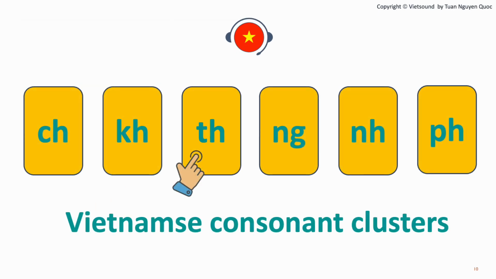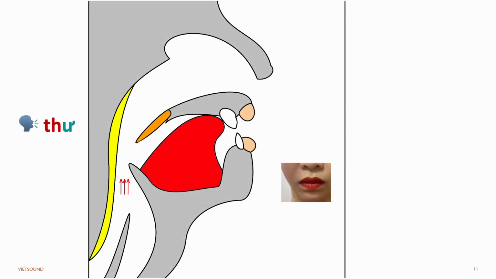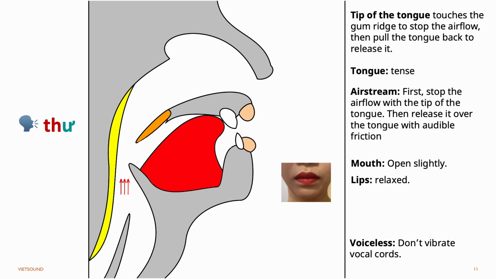The th sound. The th sound always occurs at the beginning of the word, like in the word thơ. Now let's see how to pronounce the th sound. First, the tip of your tongue touches the gum ridge to stop the airflow, then pull the tongue back to release it. Your tongue must be tense.